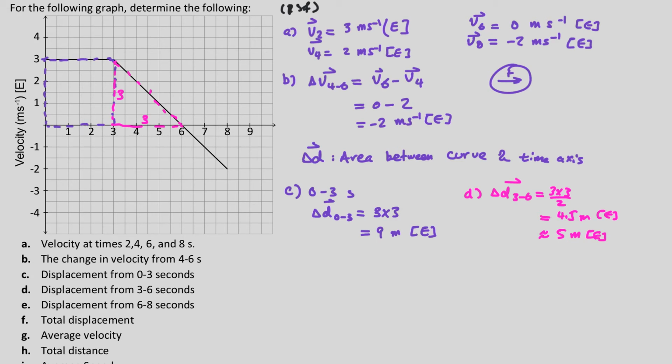Okay, and then let's use red for this one. And the final area, I have a base of 2, a height of -2, and therefore for part E, my displacement from 6 to 8 seconds is going to be 2 times -2. I have to divide it by 2 because it's a triangle. And this will produce -2 meters in the east direction or 2 meters in the west direction.